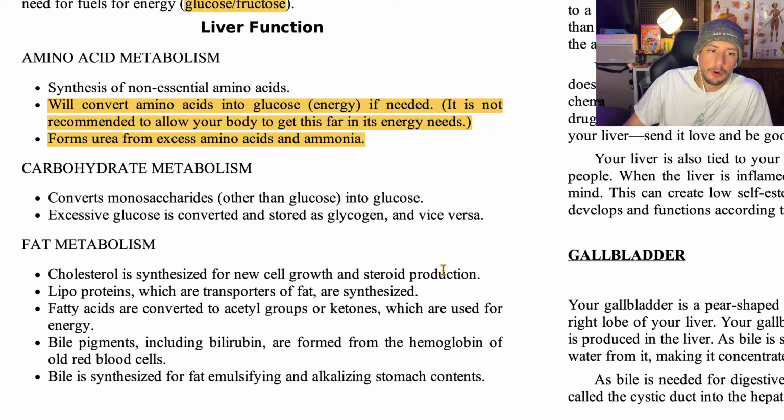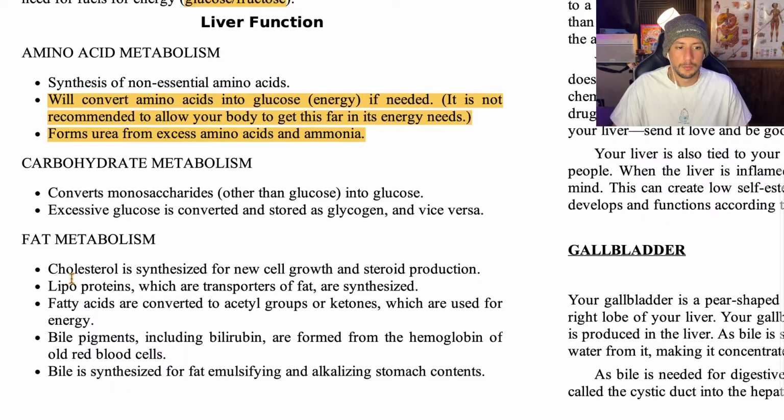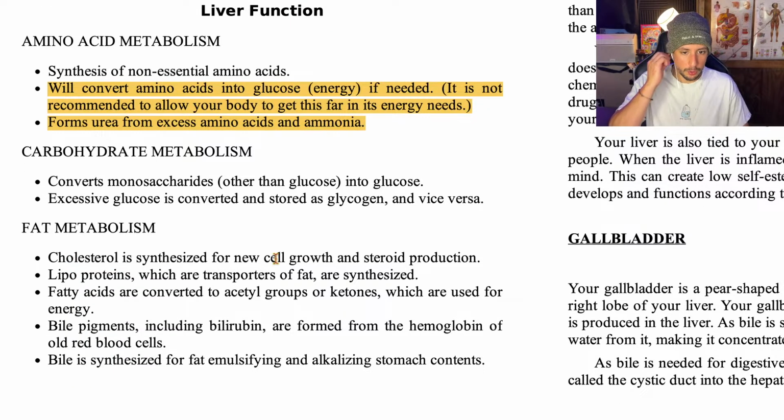Carbohydrate metabolism. So liver has various metabolisms. It converts monosaccharides into glucose. So this is just basically other carbs. Excessive glucose is converted and stored as glycogen, vice versa. So you get too much energy, it'll store it as glycogen, and they'll just keep it on deck. It's beautiful. Fat metabolism. Cholesterol is synthesized for new cell growth and steroid production. Lipoproteins, which are transporters of fat, are synthesized.